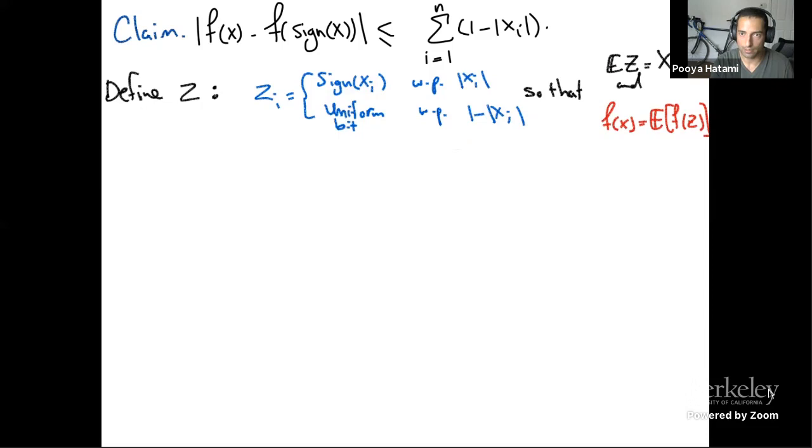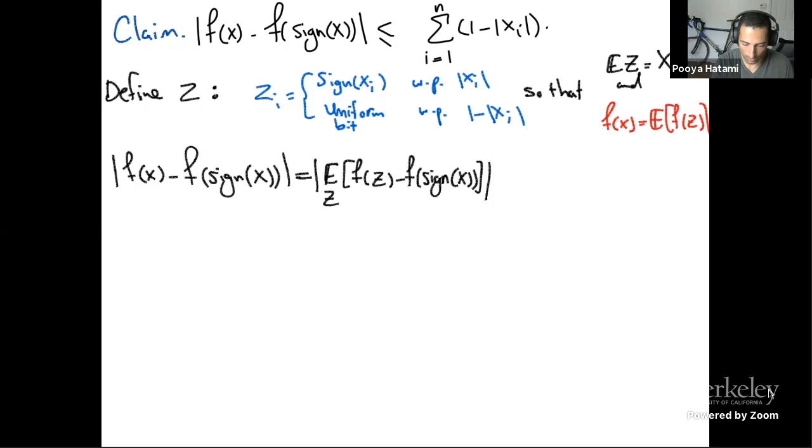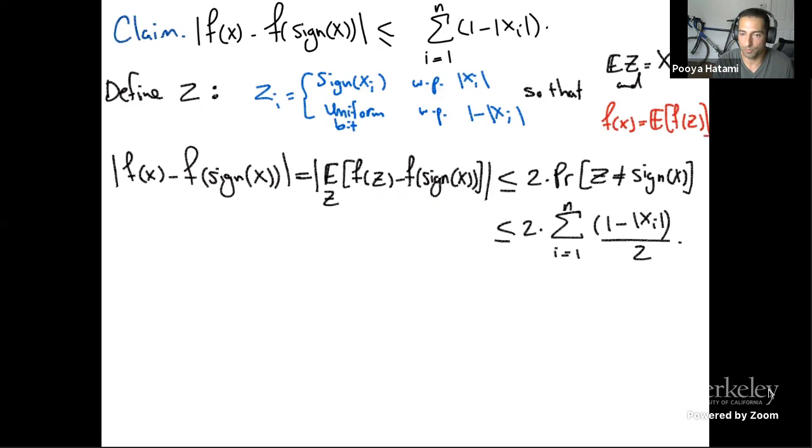Why is this helpful? It's because we can use this definition of f of x to rewrite the inequality that we were interested in. So we wanted f of x minus f of sine of x. We can now write it as an expectation over z of this difference. But now z is also a Boolean vector. So whenever z is equal to sine of x, we get zero contribution. And whenever it's not, it's at most two contribution. So this is bounded by just twice the probability that these two vectors are not the same.